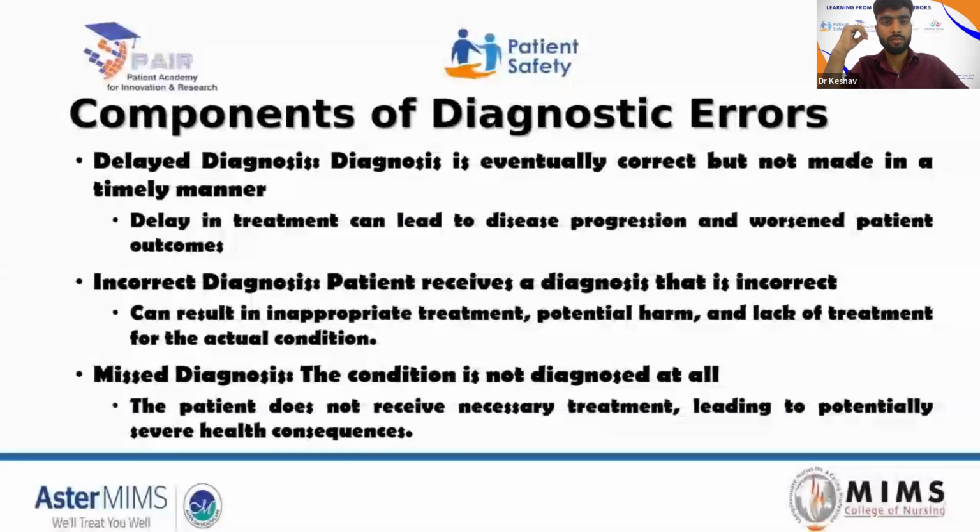Then the second one is incorrect diagnosis. Here the patient receives a diagnosis that is incorrect, which can result in inappropriate treatment, potential harm and lack of treatment for the actual condition. Then missed diagnosis. Here the condition is not diagnosed at all. The patient does not receive necessary treatment, leading to potentially severe health consequences.